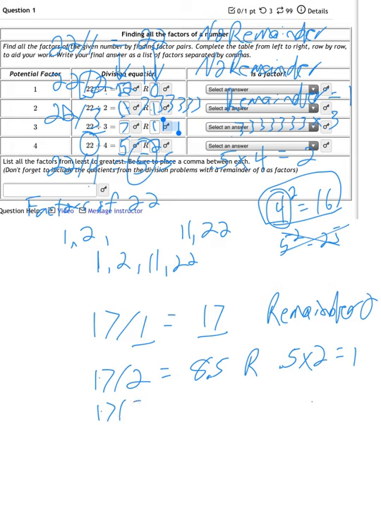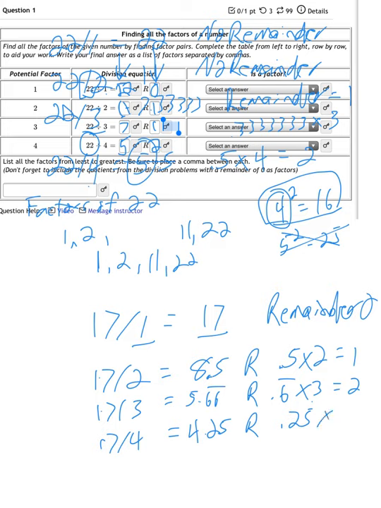17 divided by 3 is 5.66, basically 6 repeating, which gives a remainder of 0.6 repeating times 3, which is 2. And 17 divided by 4. Again, that's as high as you need to go because 4 squared is 16, and 5 squared would be too big. So 4 is as far as you need to go. That gives 4.25. So the remainder is going to be 0.25 times the divisor, which is 4, which is 1.